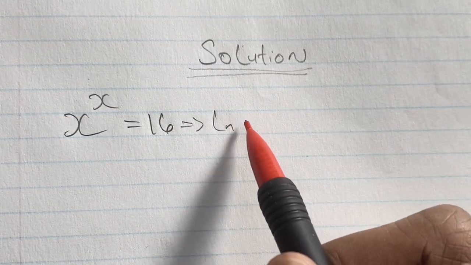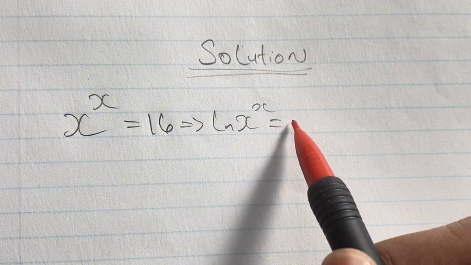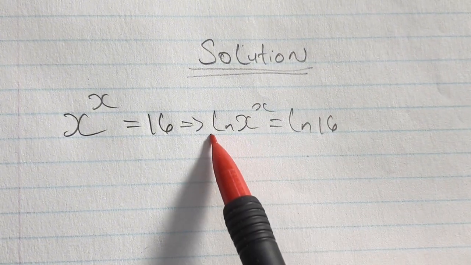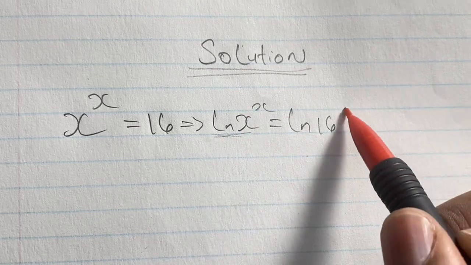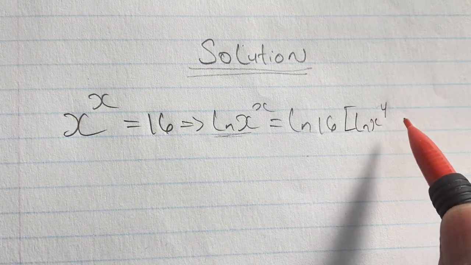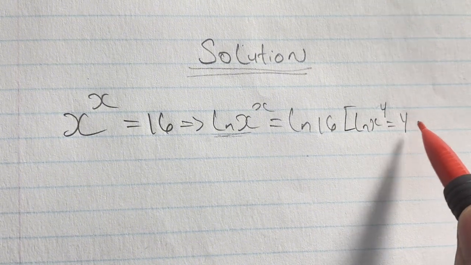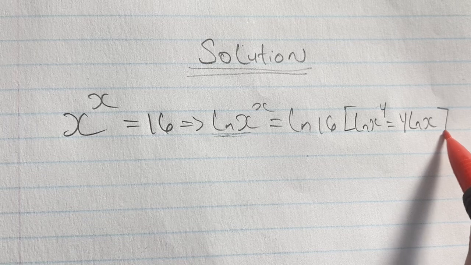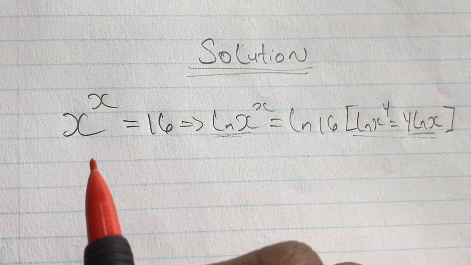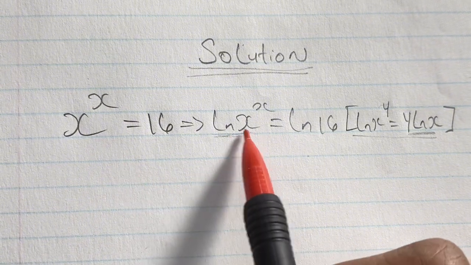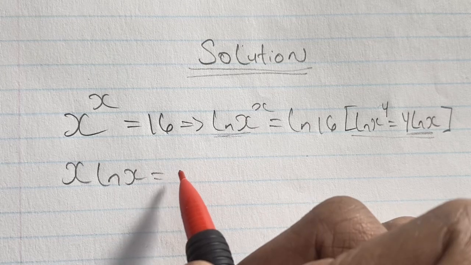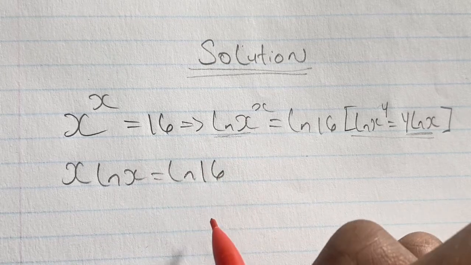Alright, so we start to solve this equation by taking the natural log of both sides. So we say ln x to the power of x is equal to ln 16. Then we can rewrite ln x to the power of x using this logarithm rule, where ln x to the power of y is the same as y times ln x. So we take ln x to the power of x and then we say x times ln x, and this is equal to the natural log of 16.